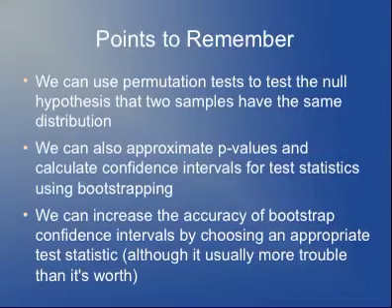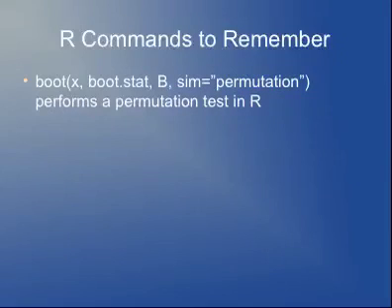So things to remember for today: we can use permutation tests to test the null hypothesis that the two samples have the same distribution. You can also get approximate p-values and confidence intervals for a test statistic using bootstrapping. And you can increase the accuracy of bootstrap confidence intervals if you find a test statistic that doesn't depend on unknown parameters, although it's usually a bigger headache than it's worth. And here's the one new R command today: if you use the boot function with sim equals permutation, then you can do a permutation test.